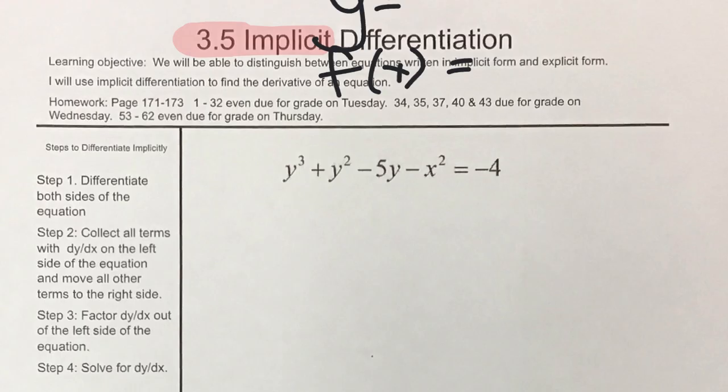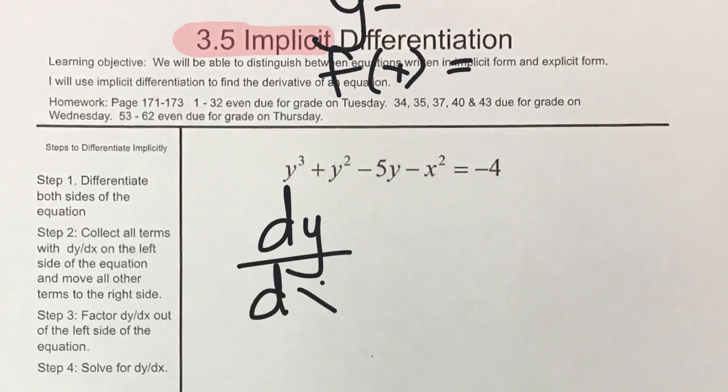Like this one right here, y cubed plus y squared minus 5y minus x squared equals negative 4. That's a pretty hard one to solve for y. So rather than solving this for y and then taking the derivative, we're going to do what's called implicit differentiation. So we're going to take the derivative with respect to x, which means that if there is an x in your problem, like this 2x squared, we're going to take the derivative of that like you normally do. Nothing changes when we have an x involved.